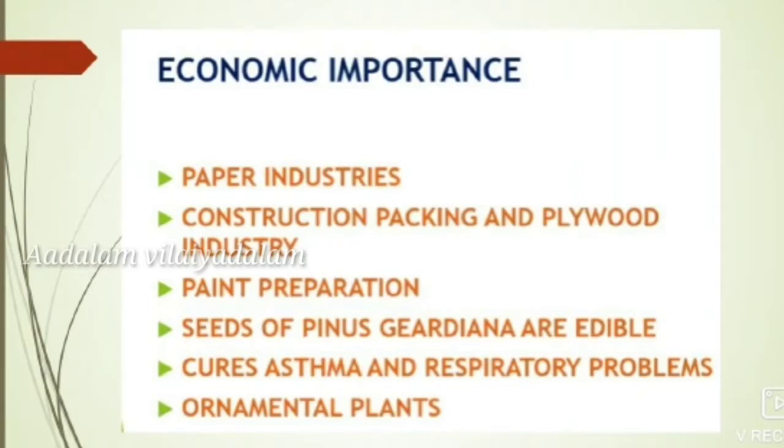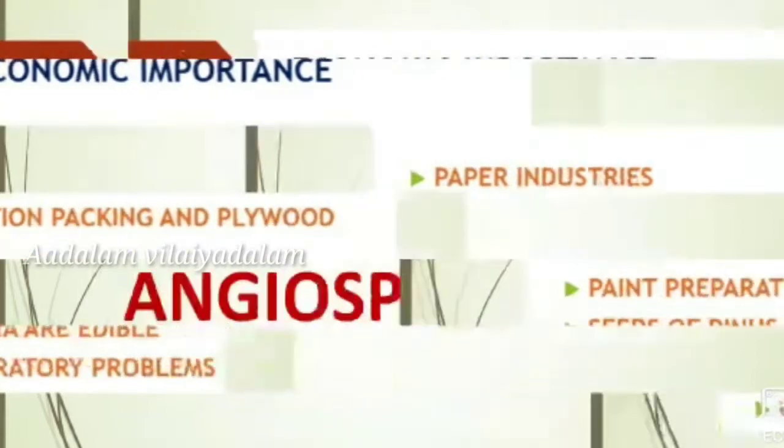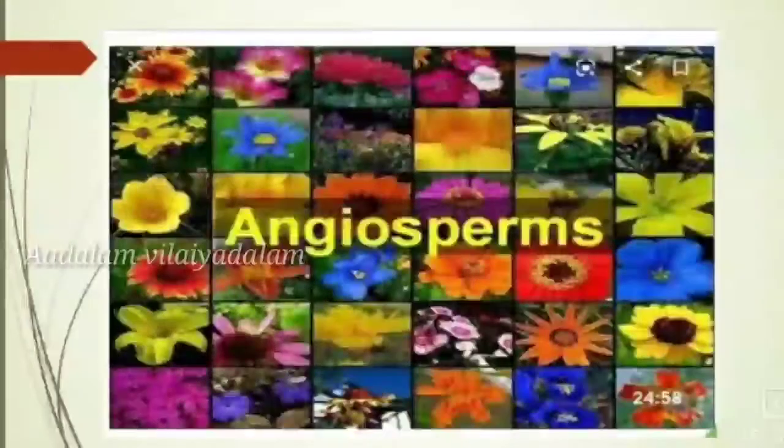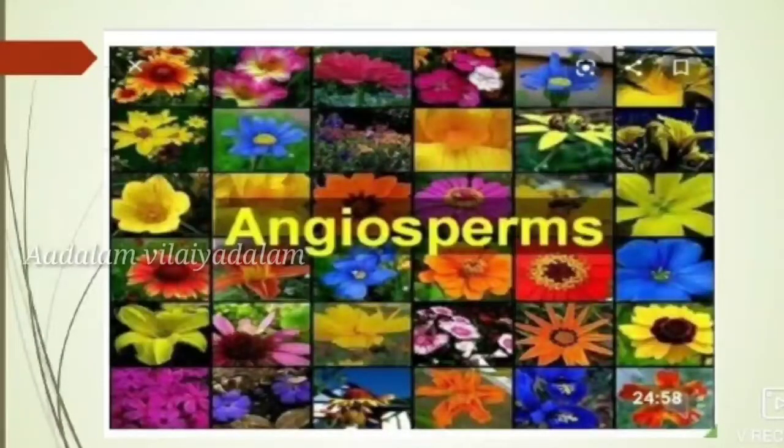And ephedrine cures asthma and respiratory problems, and Agathis is used as an ornamental plant, that means it is used as a decorative plant. And next we will discuss angiosperms. In Greek, angio means box or closed and sperma means seeds. So angiosperms are closed seed plants, and gymnosperms are open seed plants. And angiosperms have well developed vascular tissues like xylem and phloem.